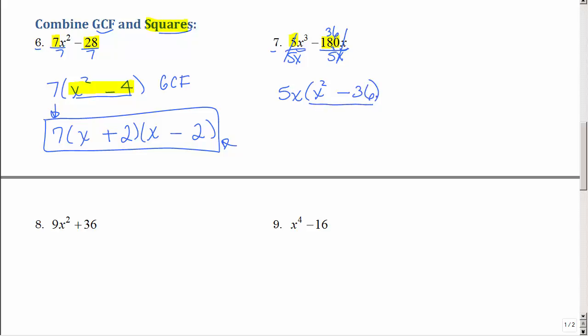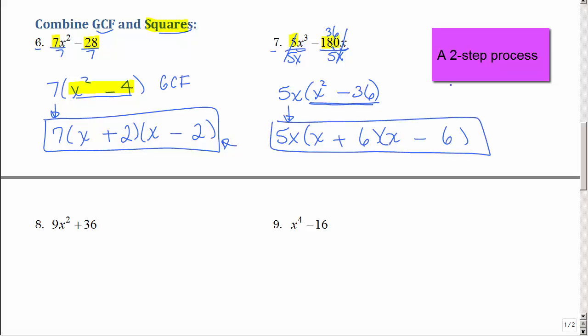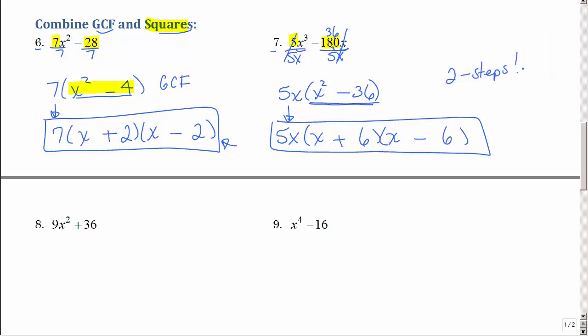Is that the difference of two squares? Yes, it is. So on the next line of notebook paper, we're bringing down our GCF. Now we're factoring our squares, making them conjugates. 2-step process. You cannot skip that step. I will take off points.